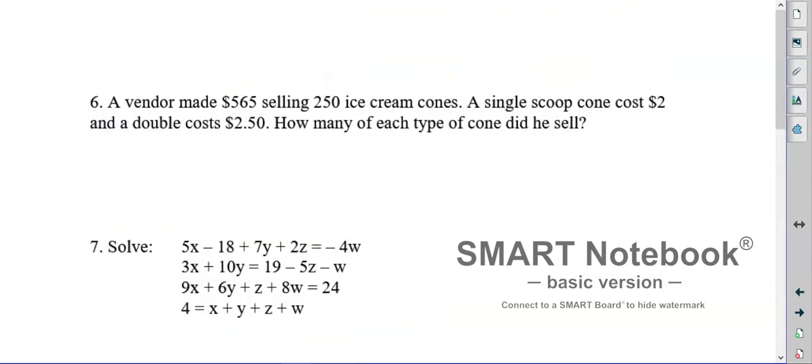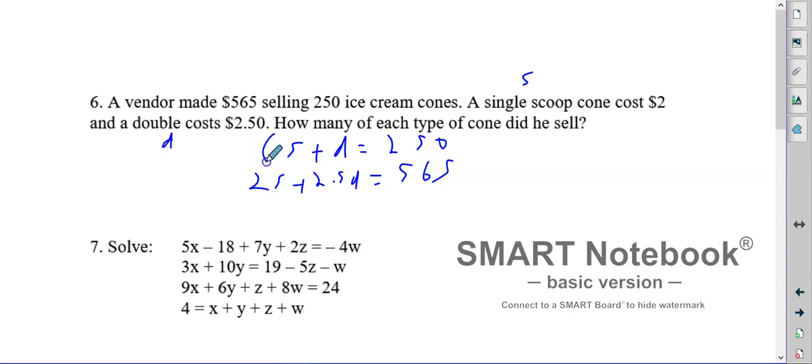All right, number 6. A vendor made $565 selling 250 ice cream cones. Single scoop costs $2, double costs $2.50. So I'm going to do single scoop and double scoop. So we have S plus D equals 250. $2 for a single plus $2.50 for a double. That's a bargain. 565.